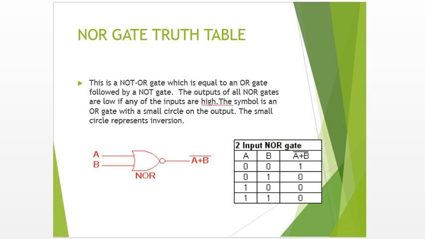NOR gate truth table we can see, and the diagram. This is a NOT OR gate, which is equal to an OR gate followed by a NOT gate. The output of all NOR gates is low if any of the inputs are high. The symbol is an OR gate with a small circle on the output. The small circle represents inversion.